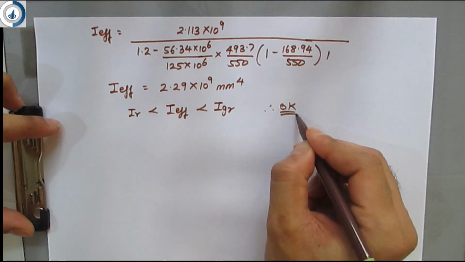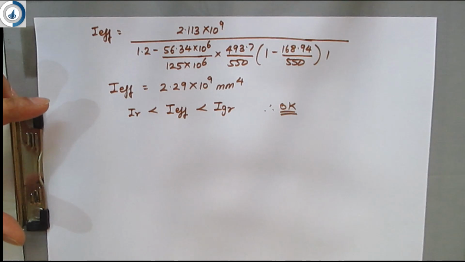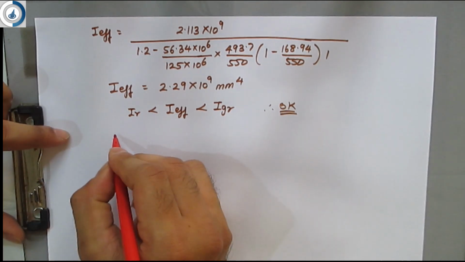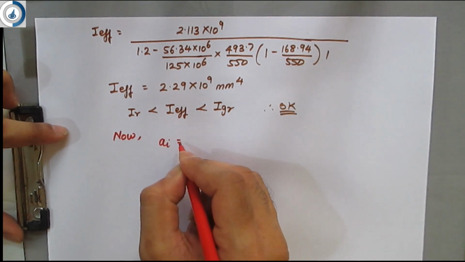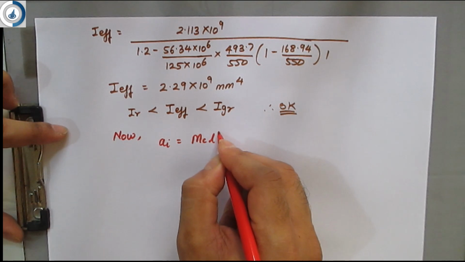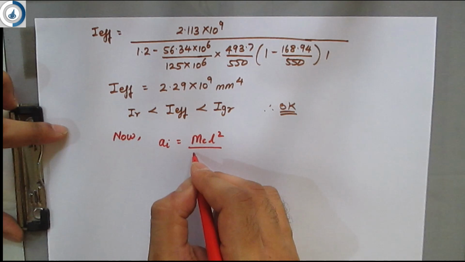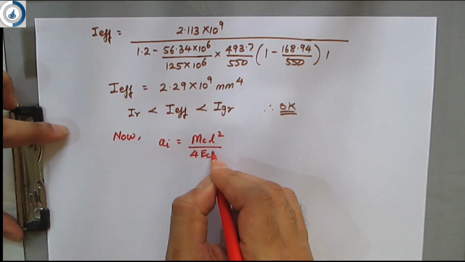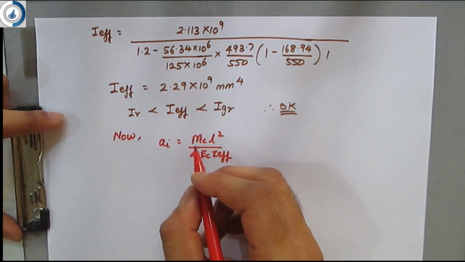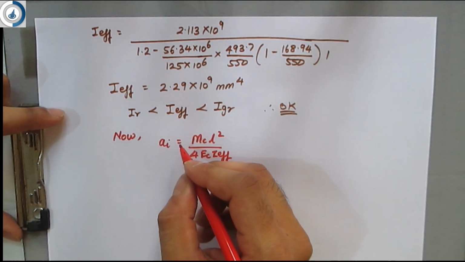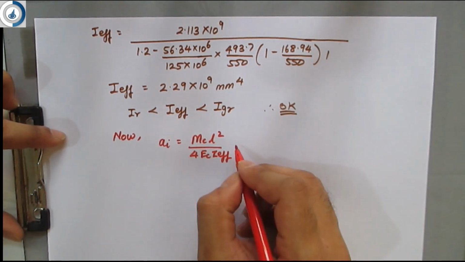Now you can easily find out the short-term deflection, that is AI, which we have written in the initial stage. AI is equal to M L square divided by 4 EC IEFF. Km I have substituted, don't get confused about what I have written here. For the cantilever case Km is 1 by 4, so that's why I have written divided by 4. So we can substitute here.